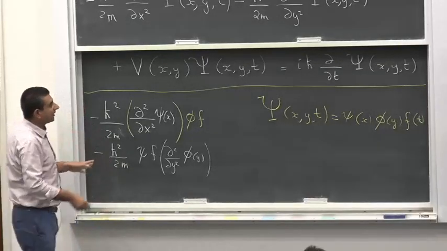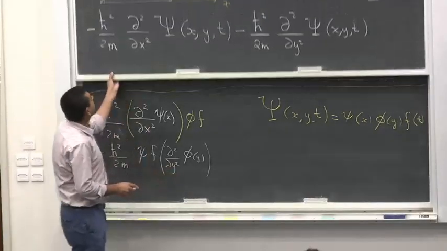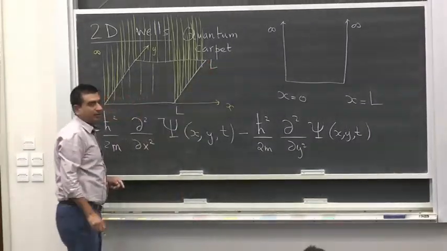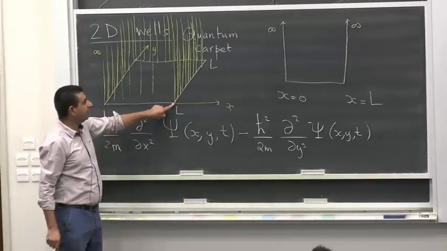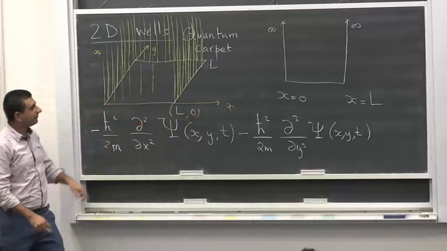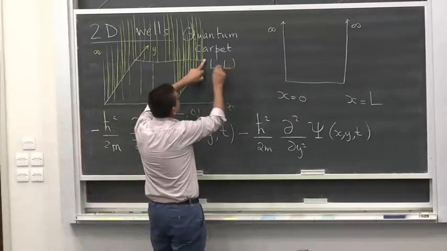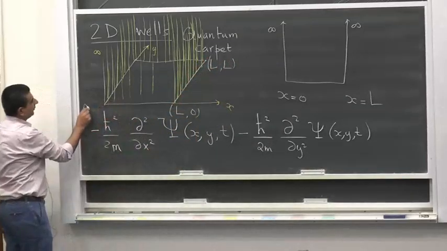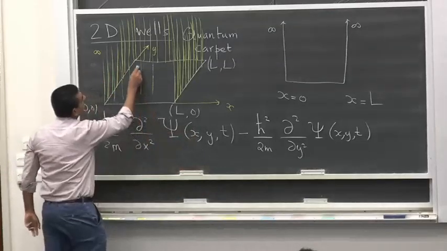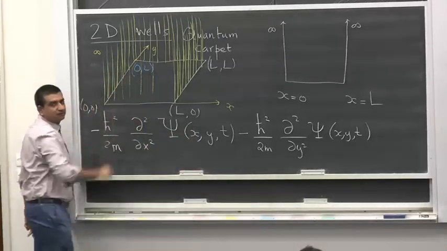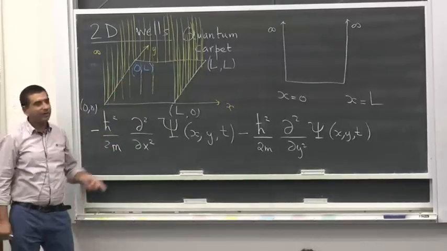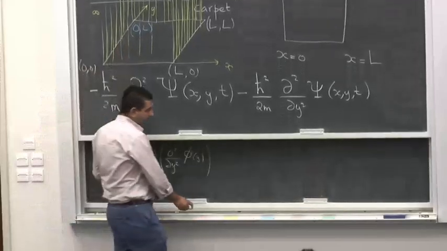So I am solving the Schrodinger equation in the limits that if this length is L, this length is L, which means x is L here and y is 0. So this point is actually L comma 0. This point is L comma L. This point is 0 comma 0. Whereas this point over here at the back is 0 comma L. Okay, the first number in the ordered pair represents the x coordinate, whereas the second number represents the y coordinate.